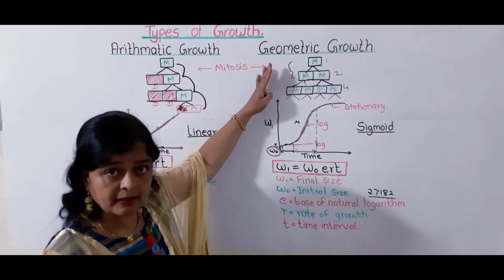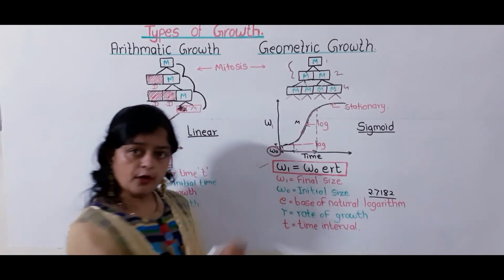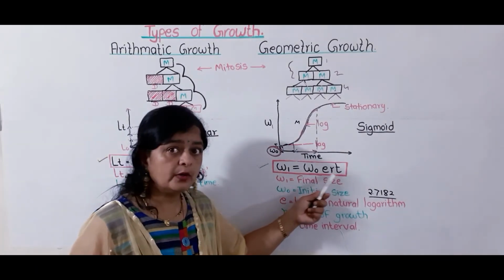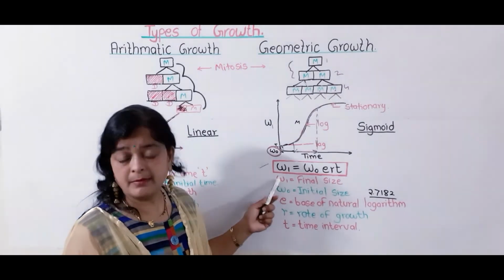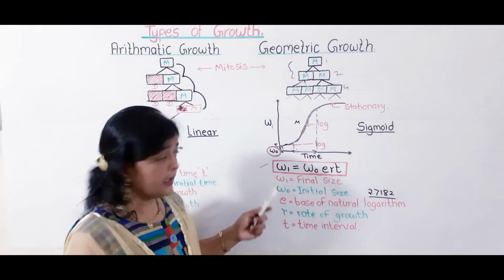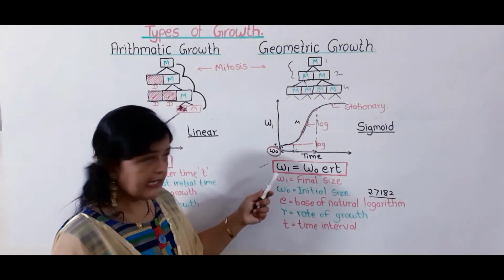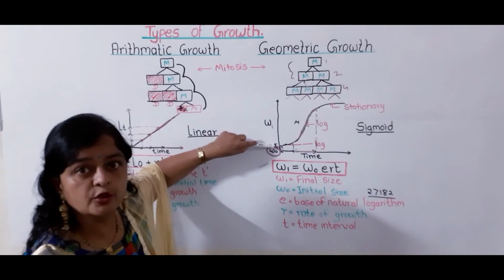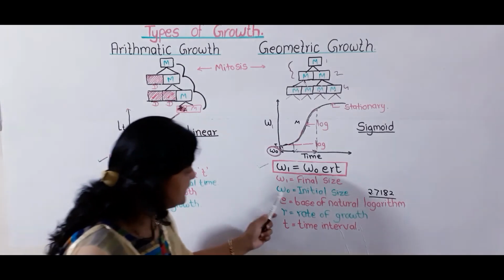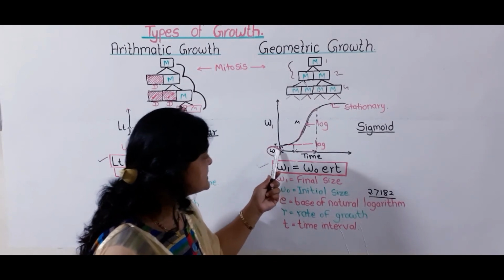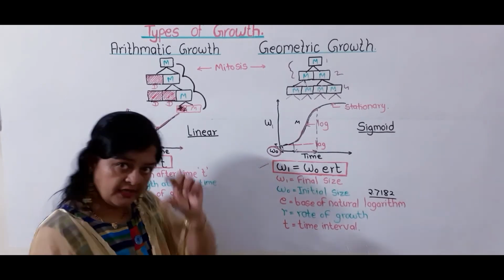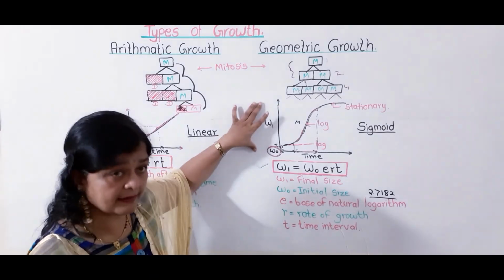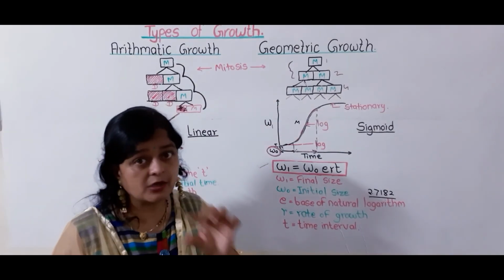This geometric growth can be calculated with the help of one formula. This formula is W1 = W0 e^(rt). Now W may be weight, size or length. Here we are considering weight or size. W1 is the final size of the plant, the final size or final weight or final length. W0 is the initial size, or initial length.